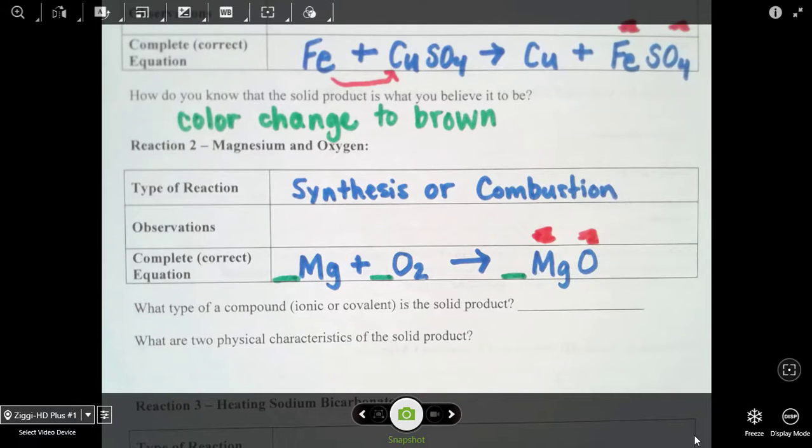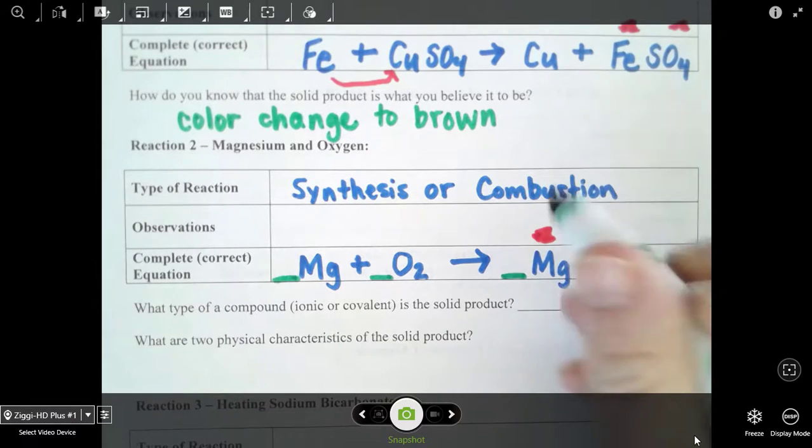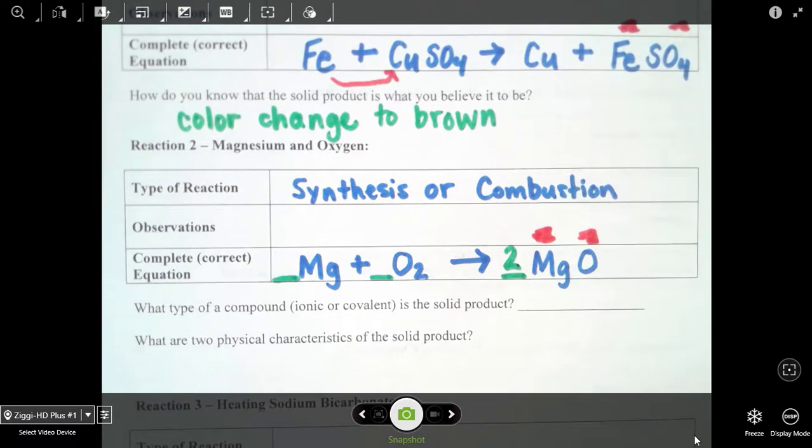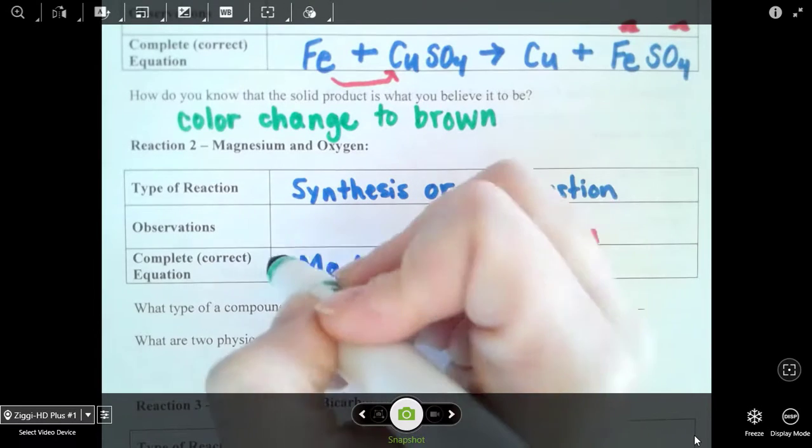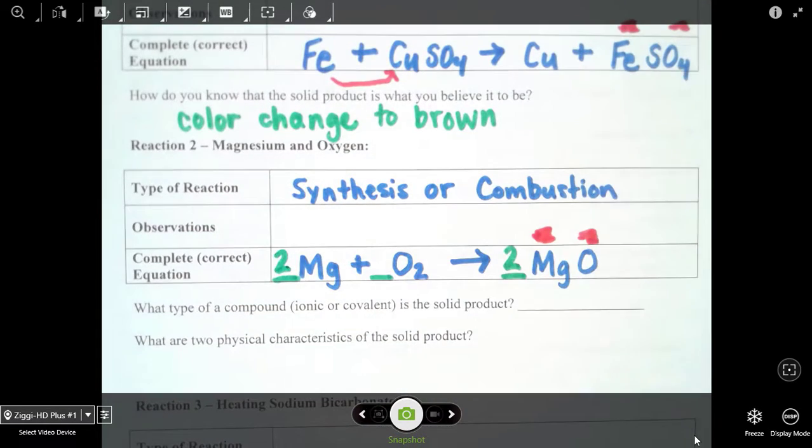Check your magnesiums. Good. Check your oxygens. So what should I put in front of the MgO? A 2. And then a 2 over here. And a 1 with the oxygen, or you can leave it blank.